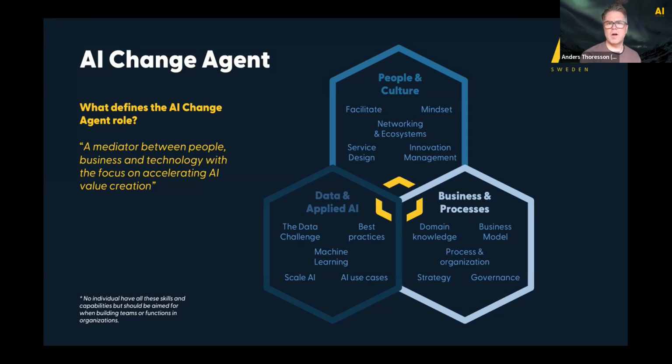what regulations are a hurdle for this, how can we from leadership make sure that you get the right budget to work on this proof of value, etc. So the change agent is really the AI maker in some sense, that makes sure that AI is happening.